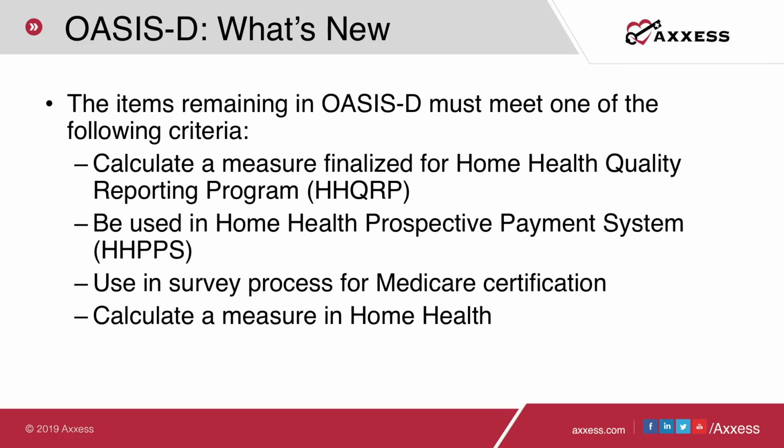So now that we know what's changed in the Oasis D, let's look at the criteria for keeping the M items and the GG and the J items in the Oasis D data set. For the items that remain, they have to meet one of the following criteria. They must either calculate a measure finalized for the Home Health Quality Reporting Program, or they have to be used in the Home Health Prospective Payment System, or they have to be used in the survey process for Medicare certification, or they have to calculate a measure in home health. If they didn't meet one of those criteria, then they were deleted from the Oasis D.